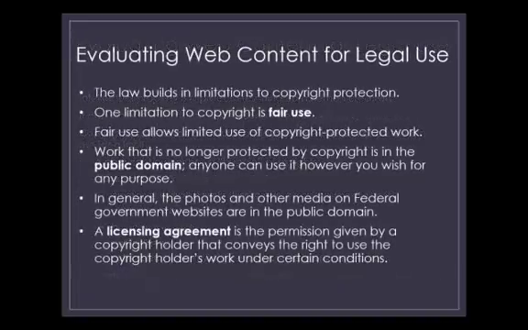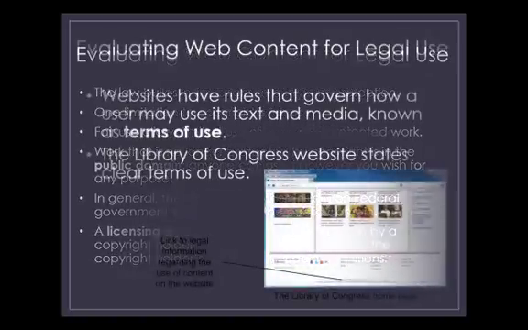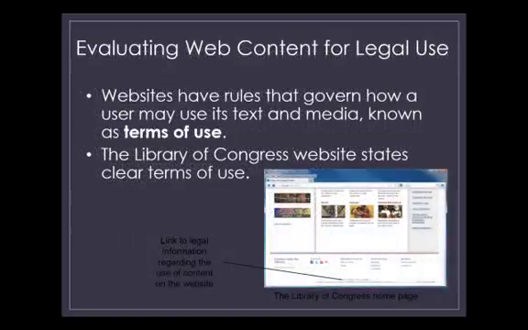The law builds in limitations to use copyrights, and one limitation is what we call fair use. This allows limited use of copyright-protected work. Work that's no longer protected by copyright is in the public domain, and anyone can use it however you wish for any purpose. But in general, the photos and other media on federal government websites are in the public domain, whereas a licensing agreement is a permission given by a copyright holder that conveys the right to use the copyright holder's work under certain conditions. Websites have rules that govern how users may use its text and media, known as the terms of use.